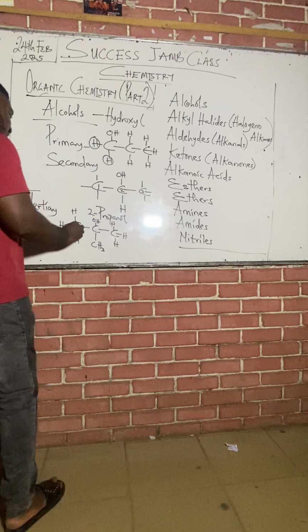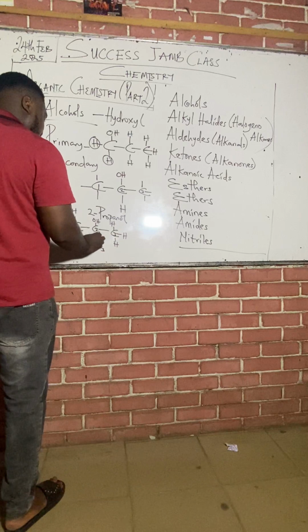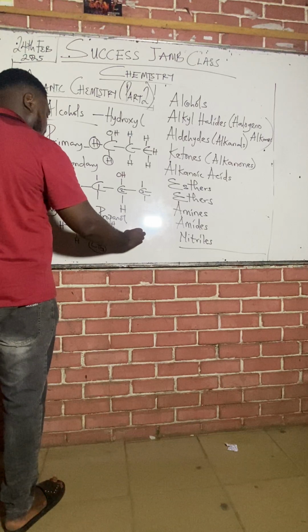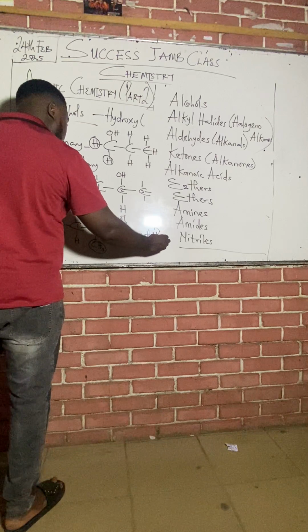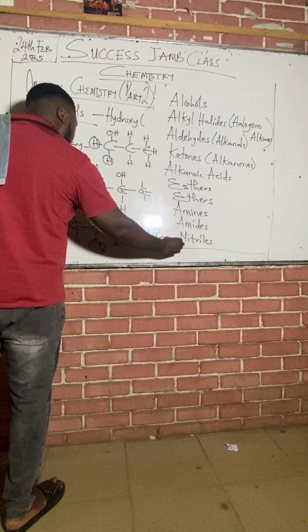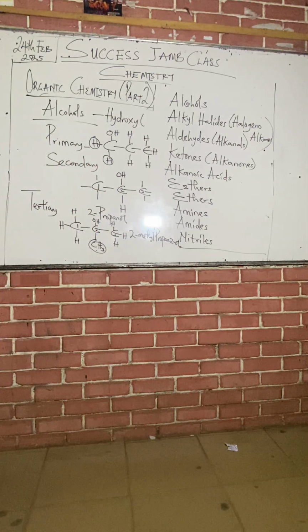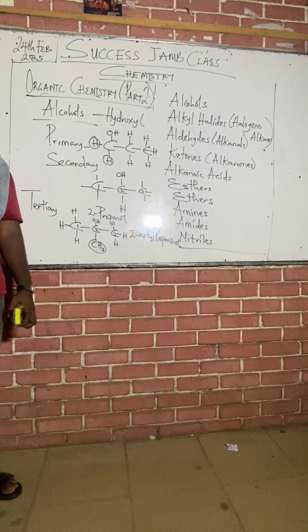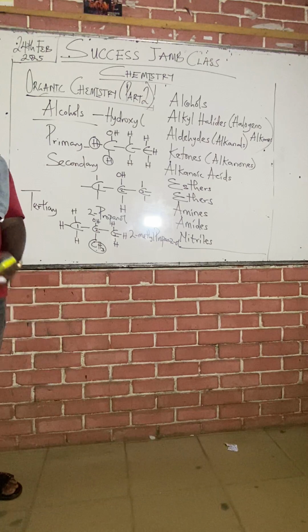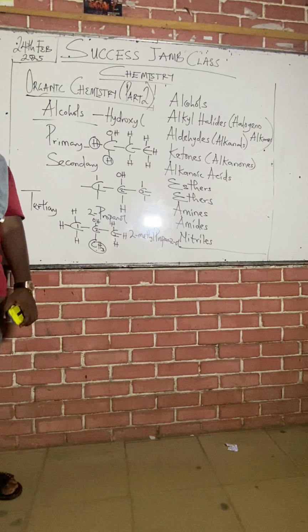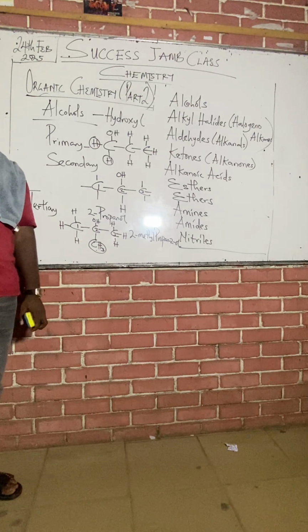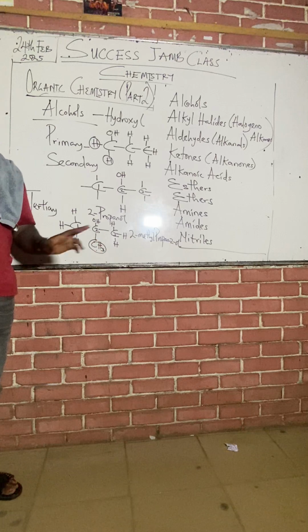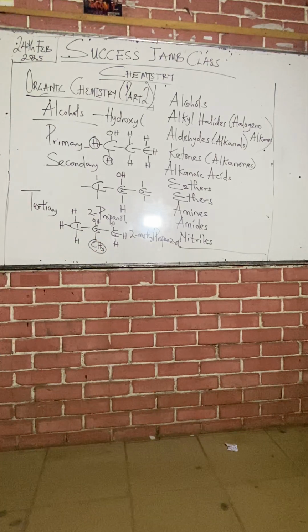And the name of this alcohol, this is the chain 1, 2, 3. So this is a branch. This is 2-methyl propan-2-ol, because the methyl group is on the second carbon, and propan-2-ol because the OH group is also on the second carbon. 2-methyl propan-2-ol. Tertiary what?